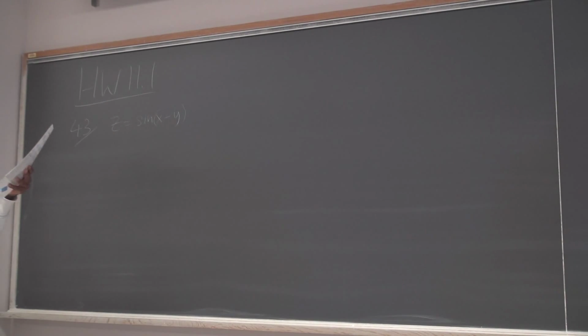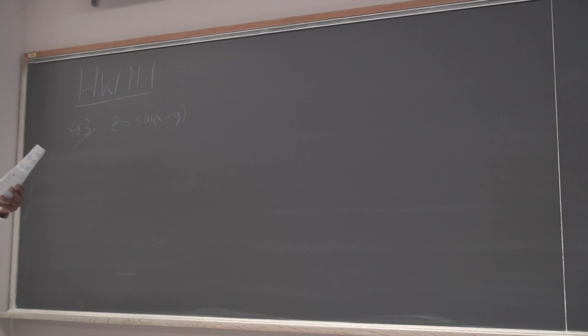Okay, so what do we know about sine x minus y? Tell me some properties of that function. It's going to equal 0 along the line x equals y. Z equals 0 along the line x equals y. Yes? What else do we know? What's its maximum value? 1. And its minimum value is -1, right?